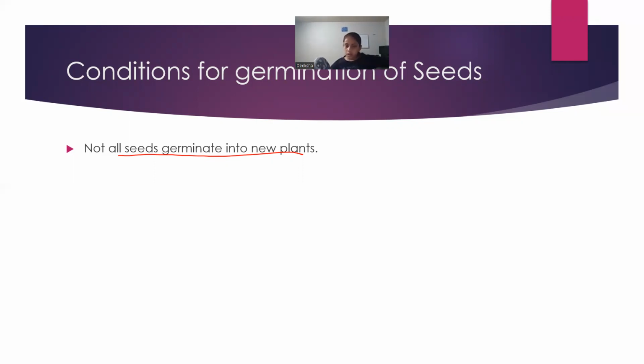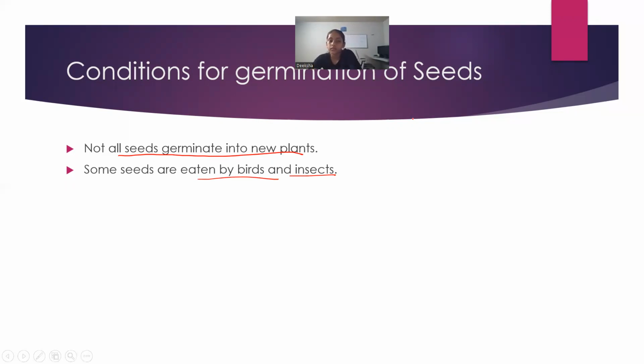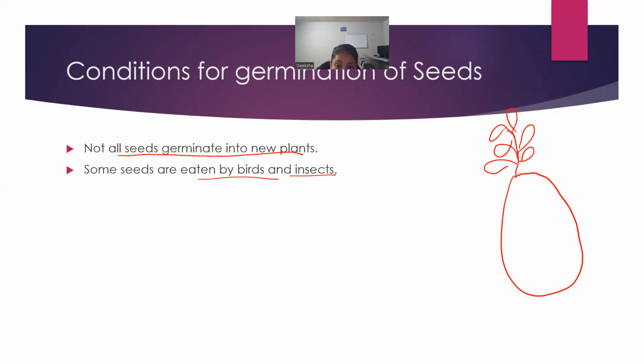But if you see the seeds that I have shown you, the ones we can eat, those seeds can germinate. Some seeds are eaten by birds and some seeds are eaten by insects. Because of that, not all seeds are able to germinate. If you take a mango seed, this is your mango seed. From here, the plant comes out. The seed will then convert into a small plant and then a big tree.